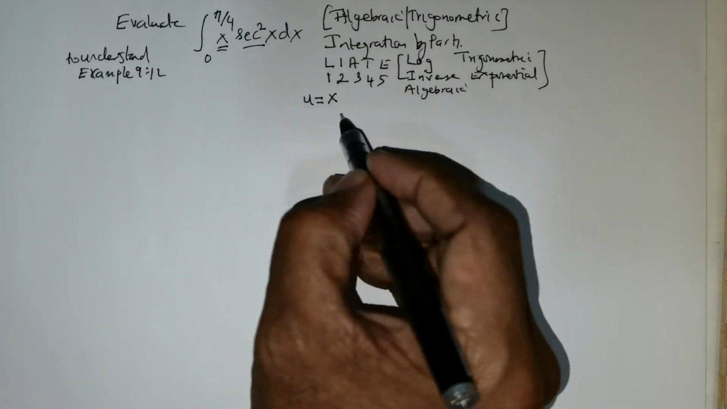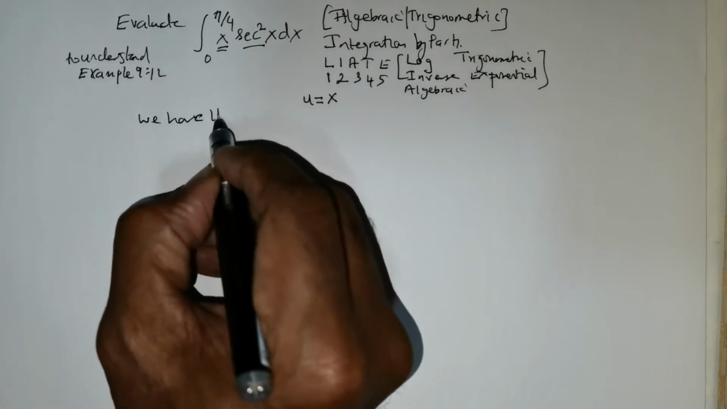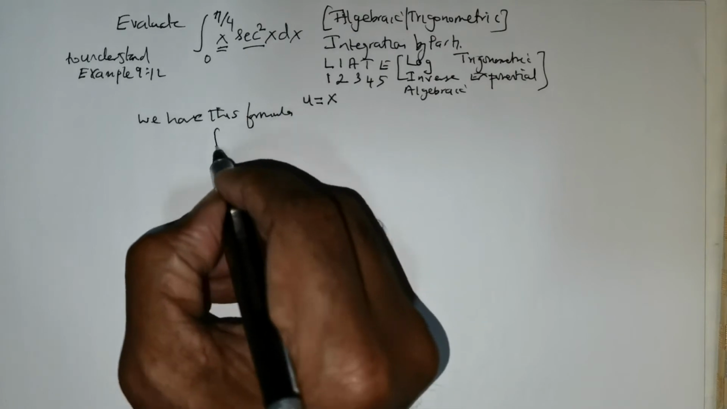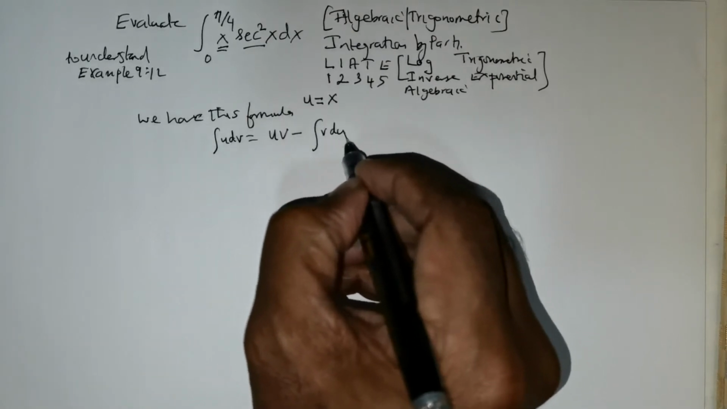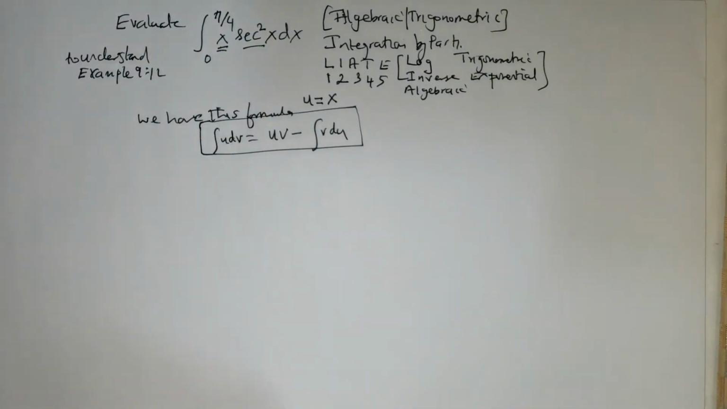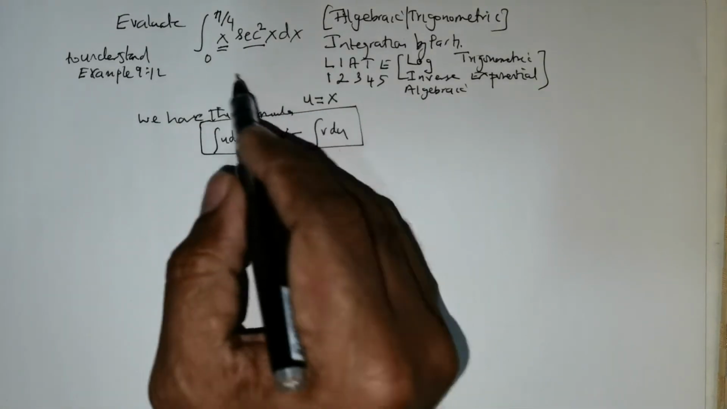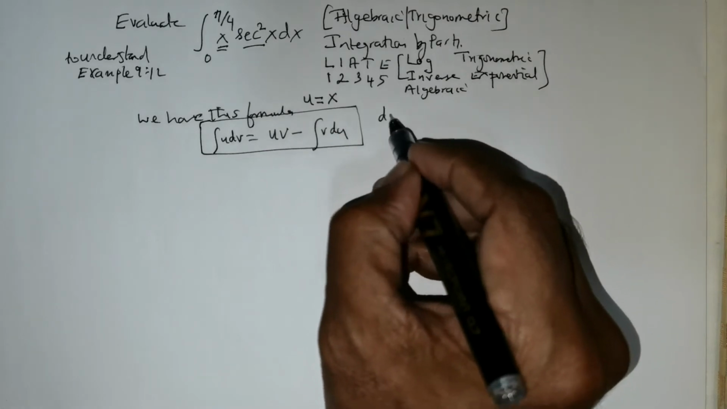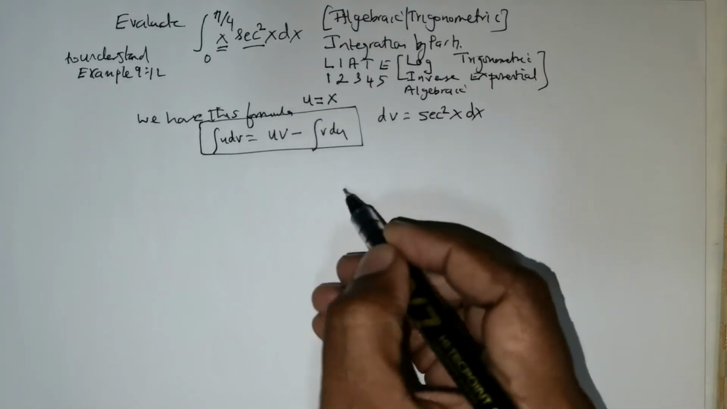Now why do I do this? Because we have this formula. The formula is integral u dv is equal to u times v minus integral v du. This is the popular integration by parts formula, which you have to know. So the first term is taken to be u, and dv is taken to be secant squared x dx.